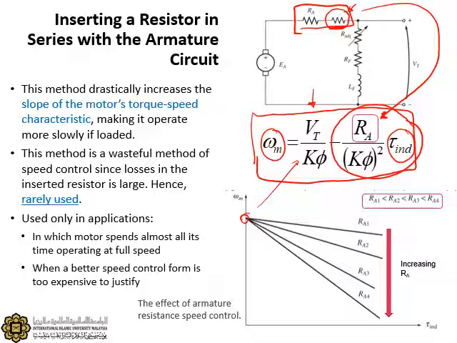The line, as you increase RA, becomes steeper and steeper. Here RA2 is higher than RA1, RA3 is higher than RA2, RA4 is higher than RA3, which means that as we keep increasing RA, the armature resistance, the output characteristics line becomes steeper and steeper.